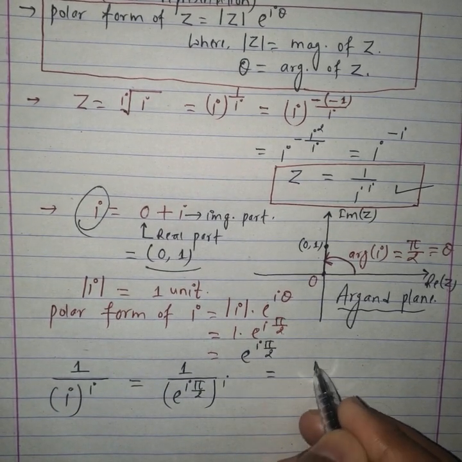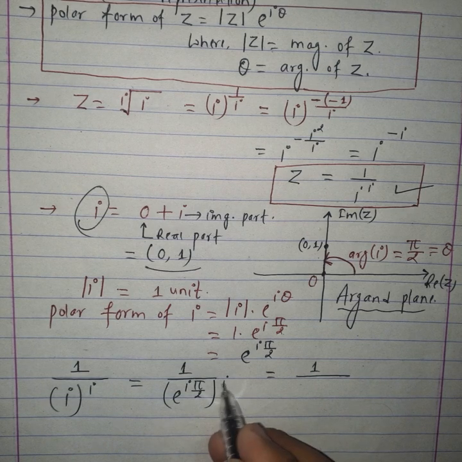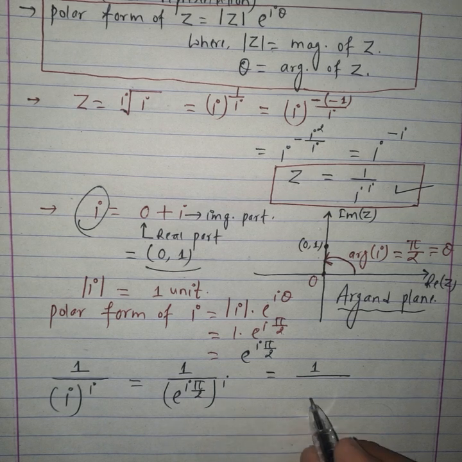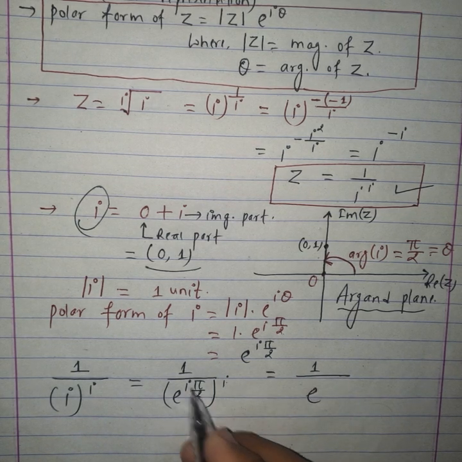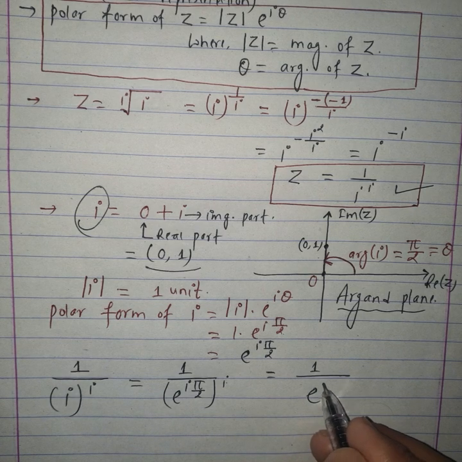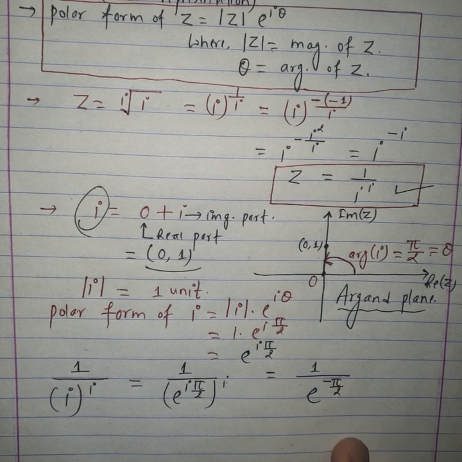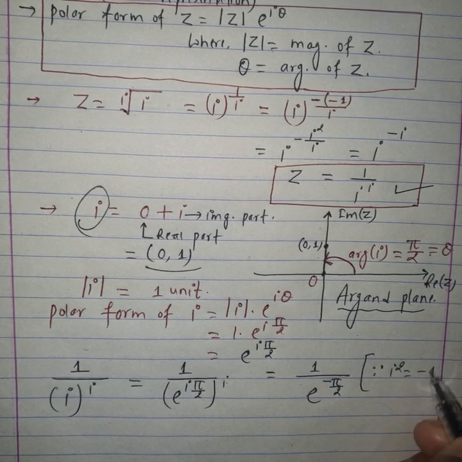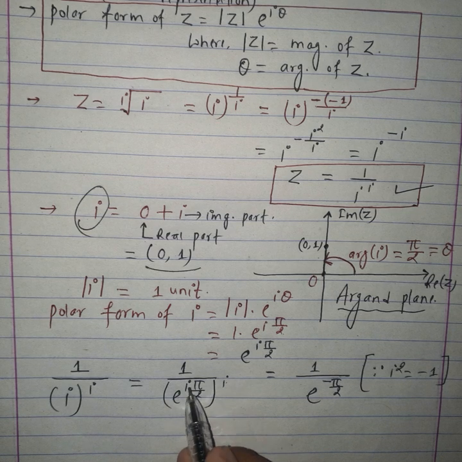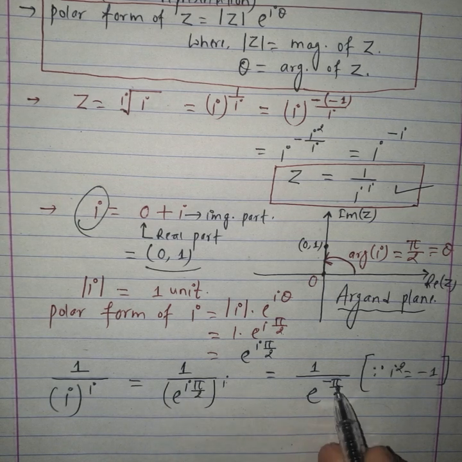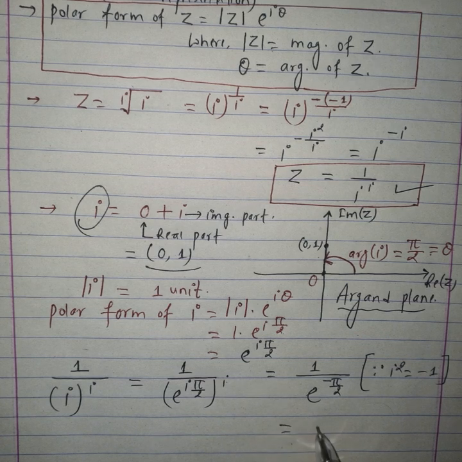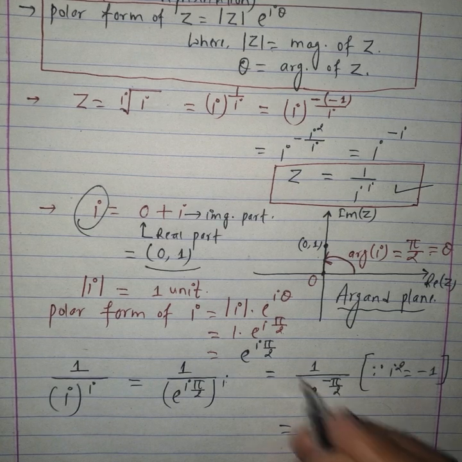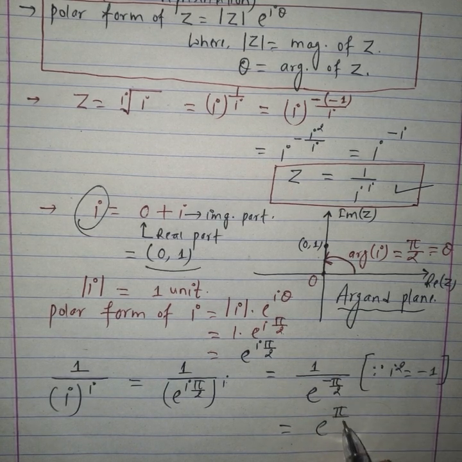Let's simplify this. Here we can multiply the powers by the power-to-power law of indices. So e raised to the power of i times i gives i squared. Please remember the very important point, i squared is negative 1, so the power is negative pi over 2. Making the power positive, we move it to the numerator, so e raised to the power of pi over 2.